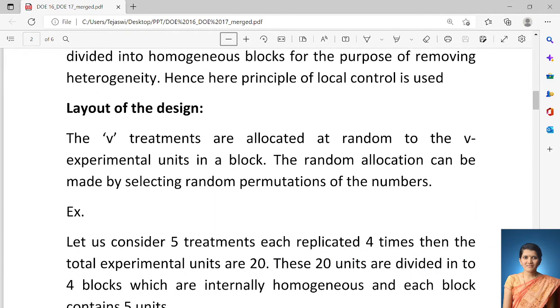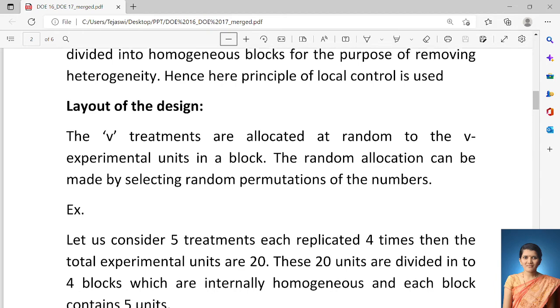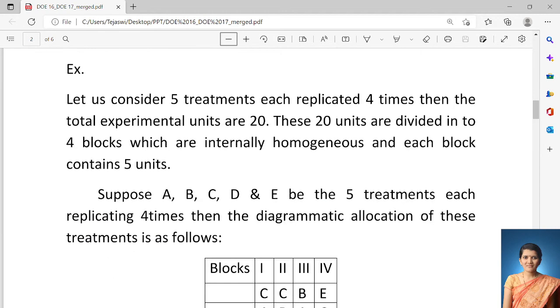So next we see the layout of this design. The v treatments are allocated at random to the v experimental units in the block, and the random allocation can be made by selecting random permutation numbers. So let's see the example.